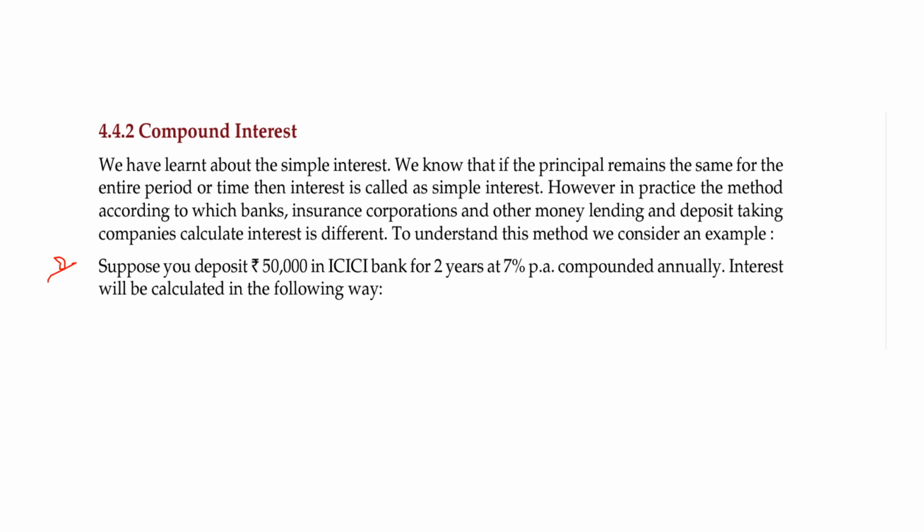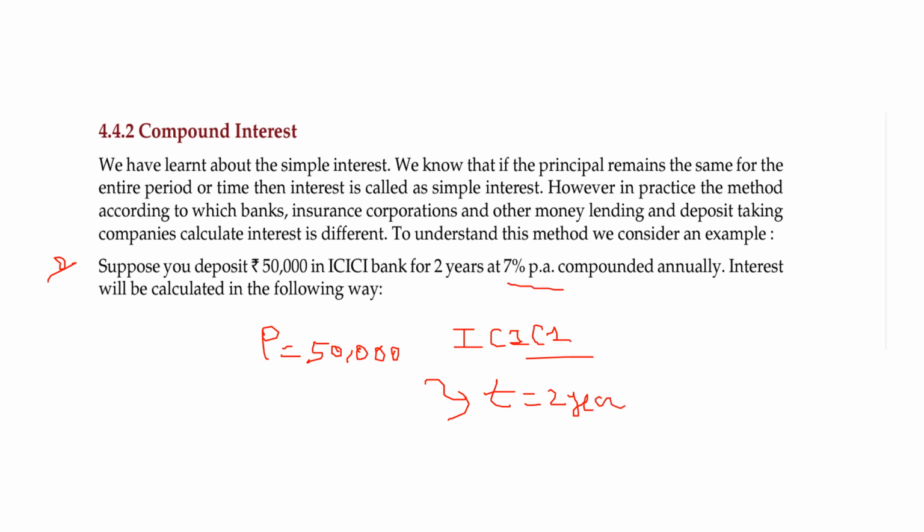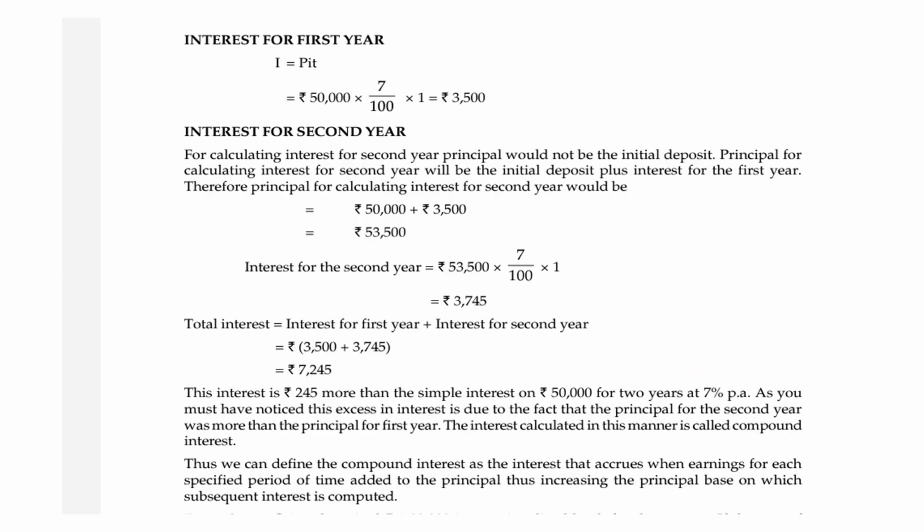For an example, suppose you deposit 50,000 rupees in ICICI Bank for a period of 2 years. Not simple interest but compounded annually. This time interest is compound interest with 7%. For the very first year, simple interest and compound interest are the same.